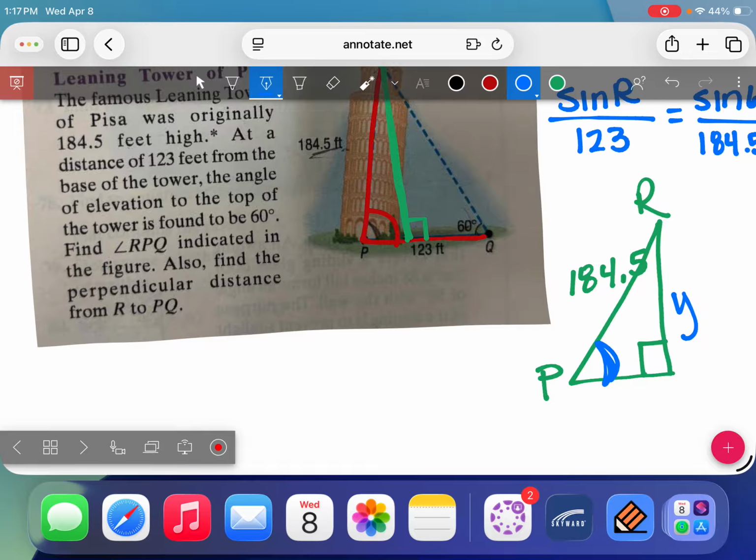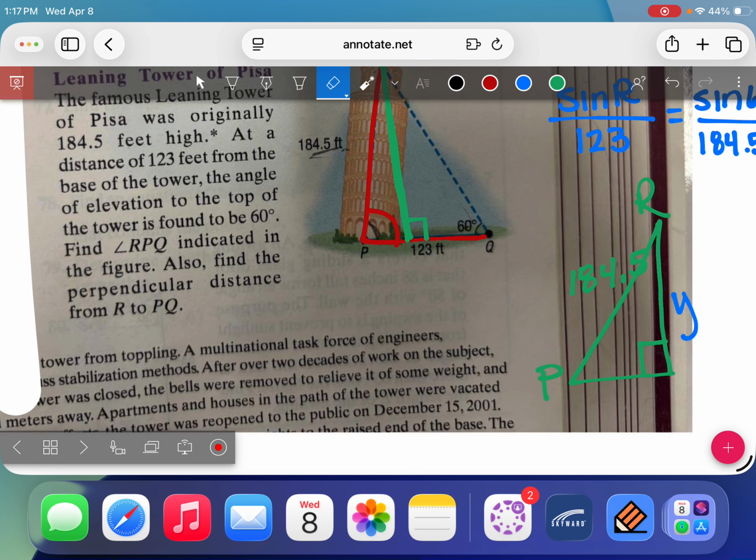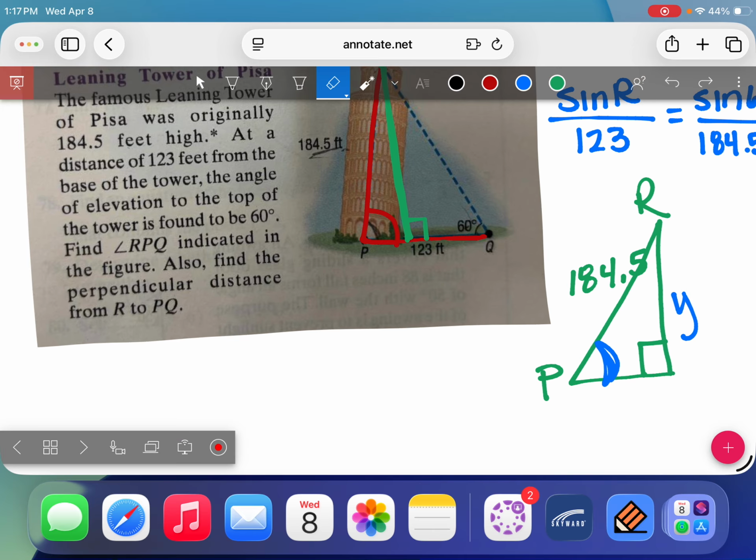So does somebody want to tell me what they got for P? I'm not going to say if it's right or wrong, but somebody, what'd you get? 84.736. So that's what he got. I don't know if it's right or wrong, but he said it's 84.736. So let's just say that that is correct. If this is 84, I'm just going to round it to 85, but you all use the exact number.